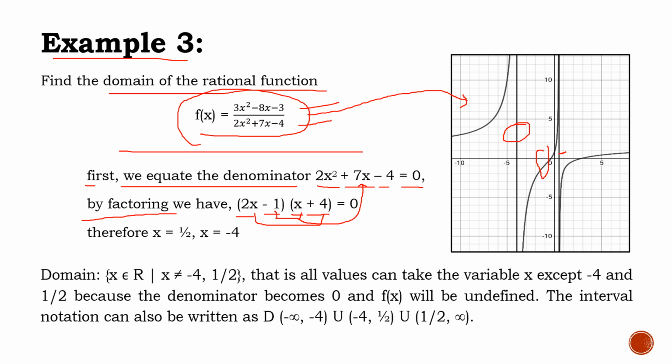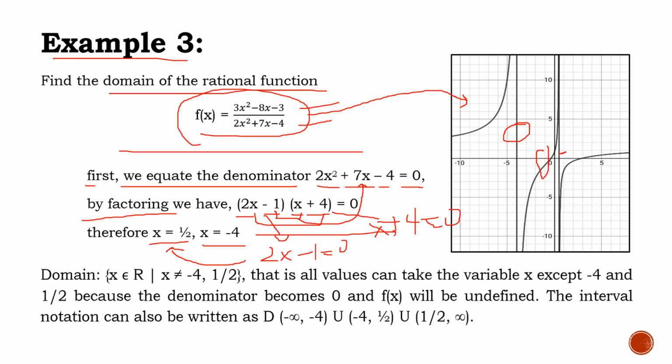So how we factor: if we get a value which is equal to the middle term in the original quadratic equation, then the way we factored is correct. Therefore, x is equal to positive 1 half and x is equal to negative 4. We simply equate 2x minus 1 to 0, so x is equal to 1 half. Then x plus 4 is equal to 0, so x becomes negative 4.